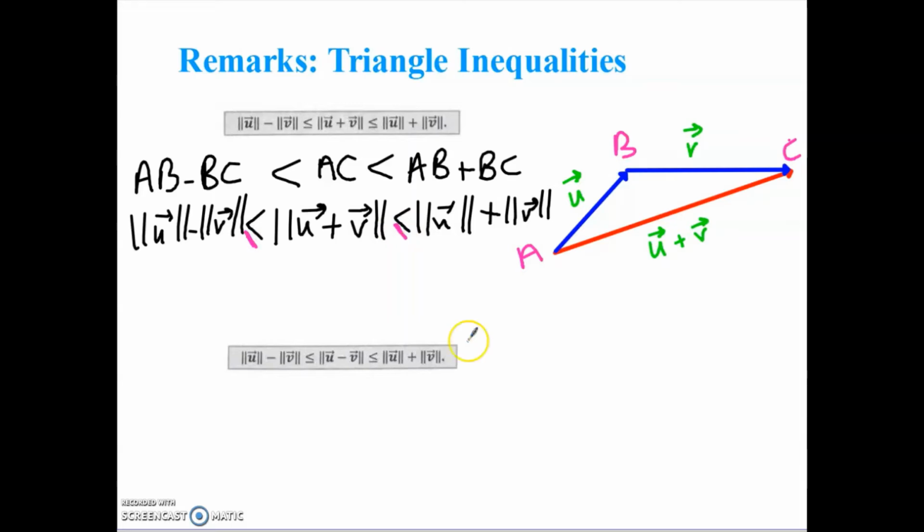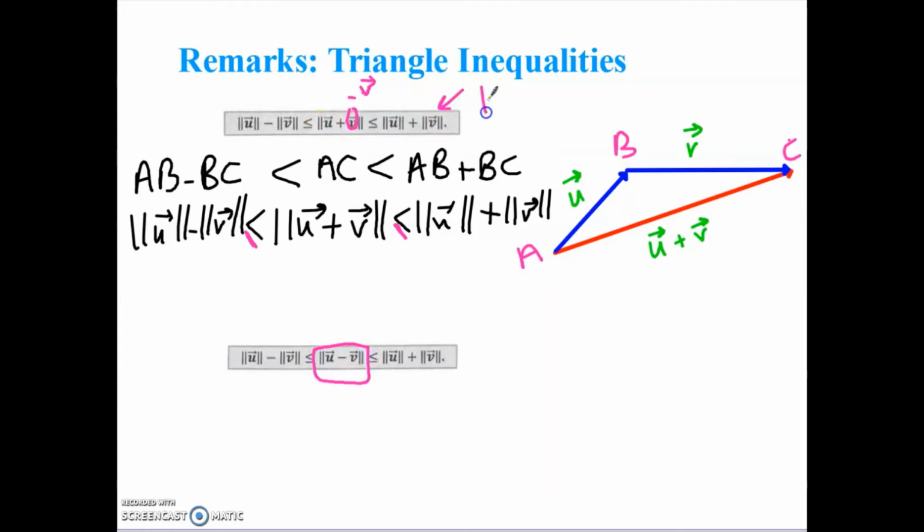Now, as for this inequality, it is simply another form of this one. Notice it's the same, but instead of plus here, we have minus. And it's easy to deduce this formula from the first one. Simply, you can replace plus v by minus v. So replace the vector v by minus v. If we replace v by minus v, we will get in the middle u minus v.